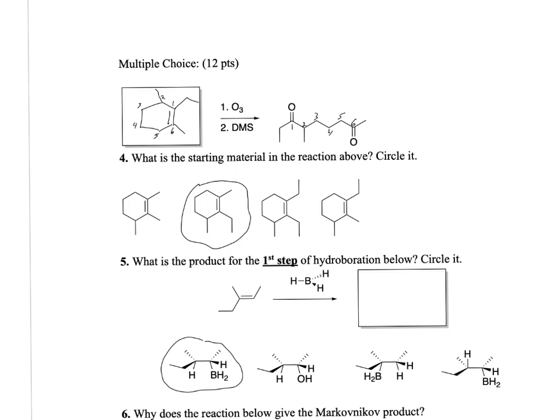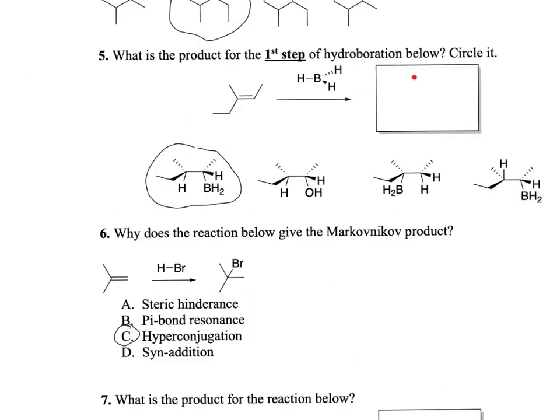But yeah, numbering your carbons here is really important. All right, so the product of the first step. This is just seeing, right, when we do a hydroboration, there's a syn addition where the boron and an H add on the same side. And the boron goes to the less substituted carbon of the alkene or alkyne.